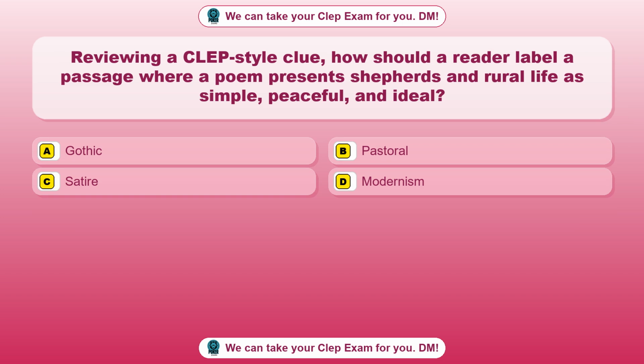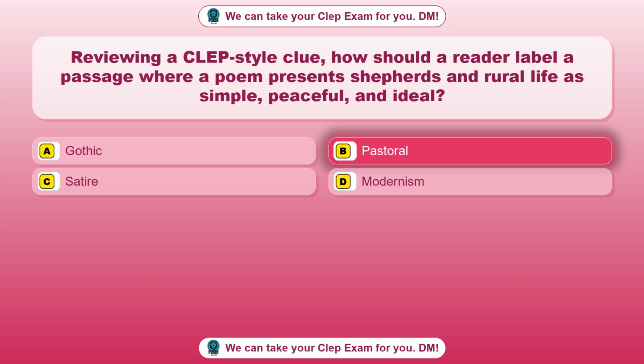Question 71. Reviewing a CLEP-style clue, how should a reader label a passage where a poem presents shepherds and rural life as simple, peaceful, and ideal? Option A, Gothic. Option B, pastoral. Option C, satire. Option D, modernism. The correct answer is option B, pastoral.